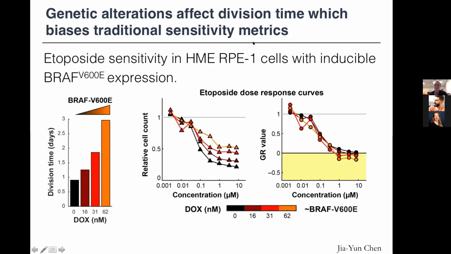And so when you correct these data for GR values, or for growth rate inhibition metrics, what you see is that actually these cell lines are equivalently sensitive to challenge with increasing concentrations of etoposide.